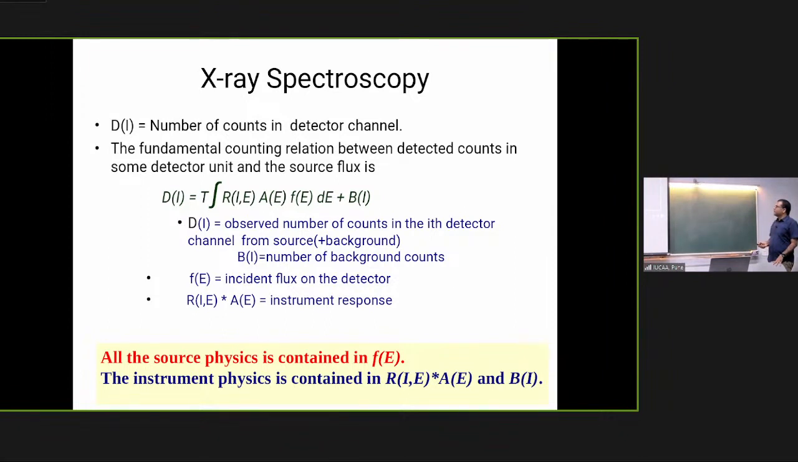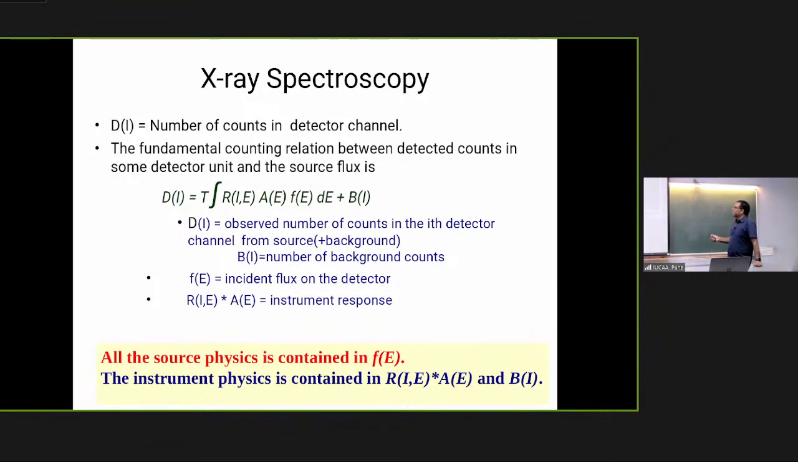As I mentioned, this quantity R(I,E) multiplied by A(E) is the instrument response. This is how the instrument modifies the flux spectrum and gives rise to the count spectrum in our detector. So I said it's an instrument response, but what exactly is this? Let's look into this.